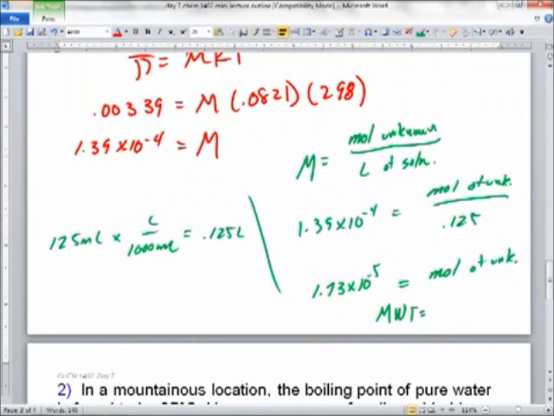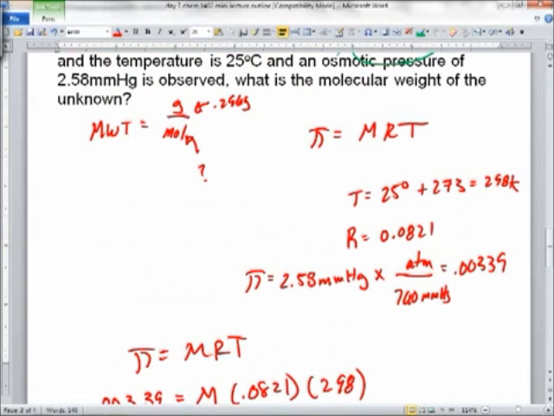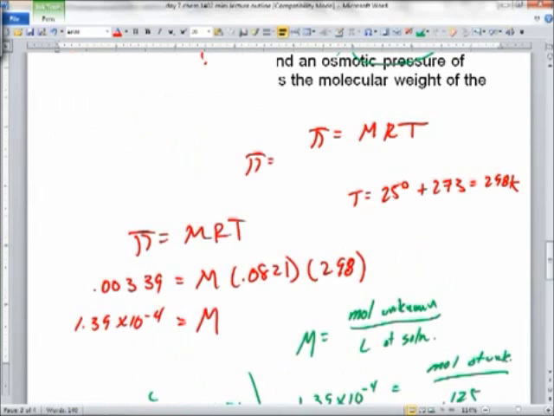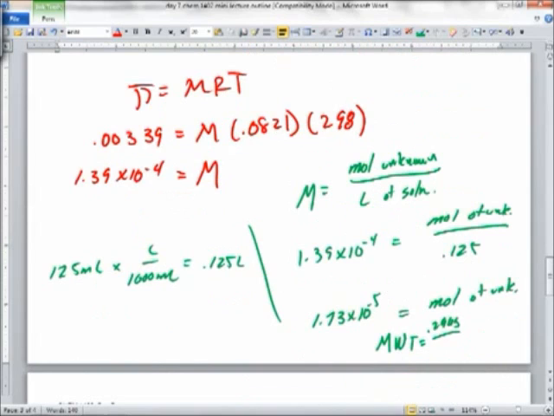0.296 grams. Because now once we get our moles, we're just going to plug it in up here. Plug it in right here. 0.296 grams over 1.73 times 10 to the negative 5. Now I got a huge, huge answer. 17,066.